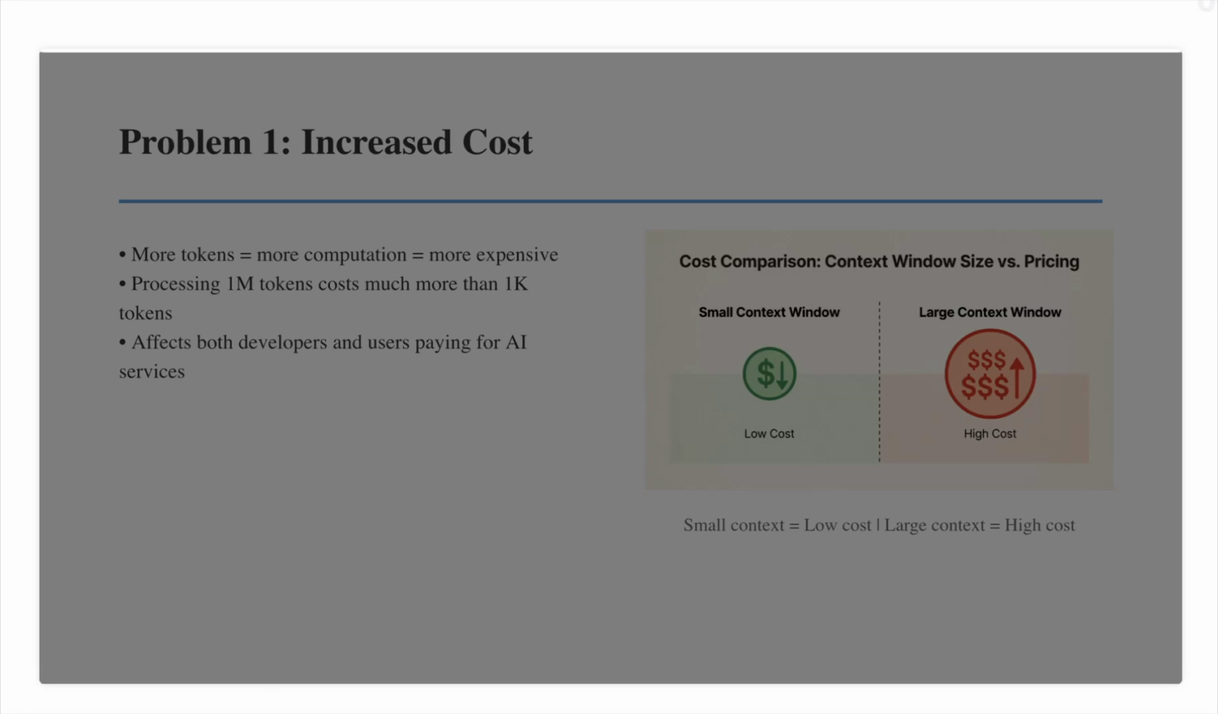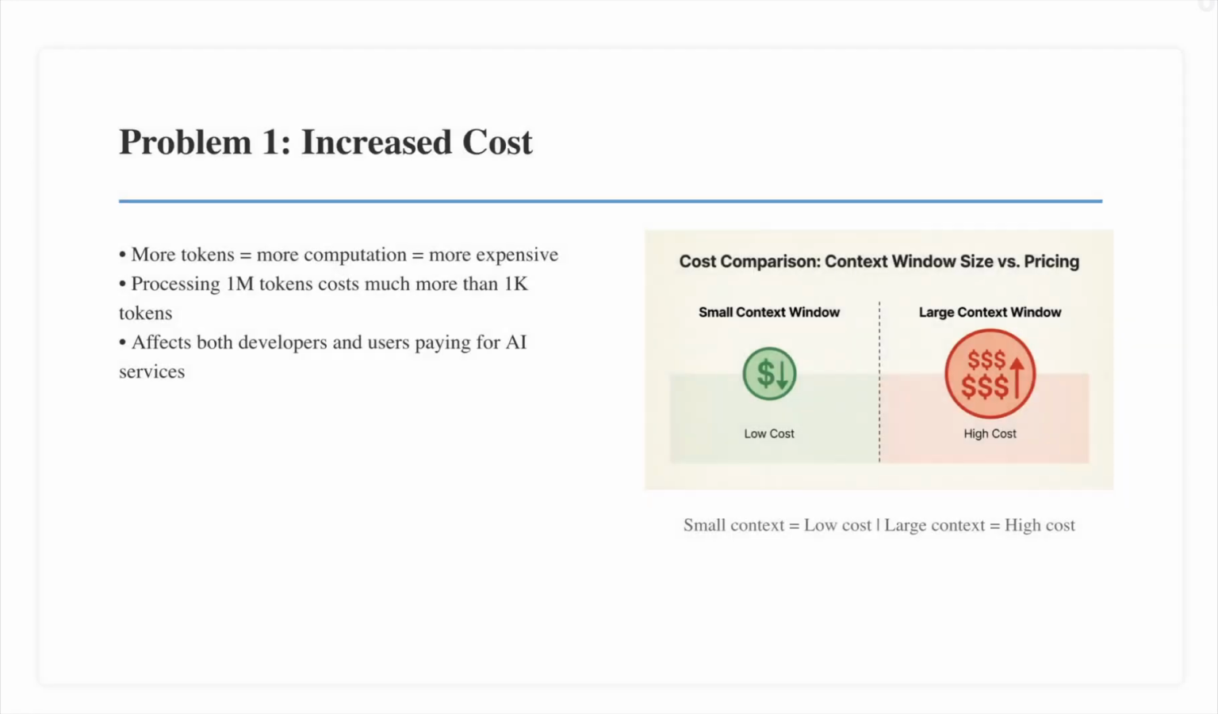This isn't just theory. Companies building AI tools must balance context size against budget constraints. For users, it means longer conversations or document analysis could mean higher bills. So while bigger context windows solve memory challenges, they introduce financial ones. Next, we'll explore how this affects response speed, another critical factor in real-world AI use.